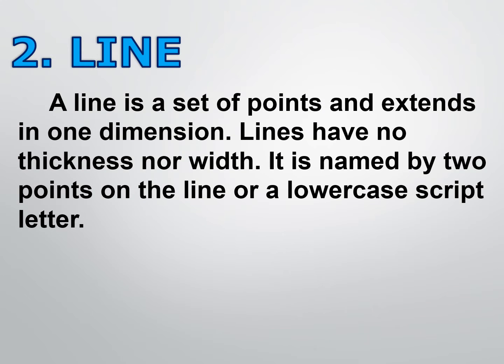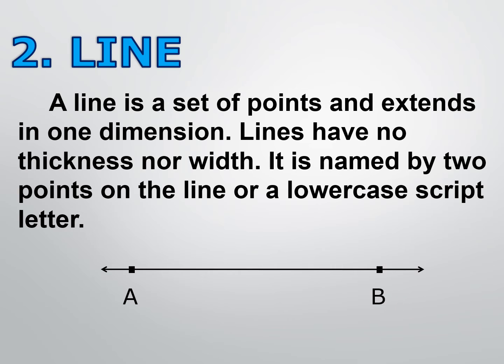So let's proceed to the line. A line is a set of points and extends in one dimension. Lines have no thickness nor width. It is named by 2 points on the line or a lowercase script letter. So this is the symbol or the representation of a line.